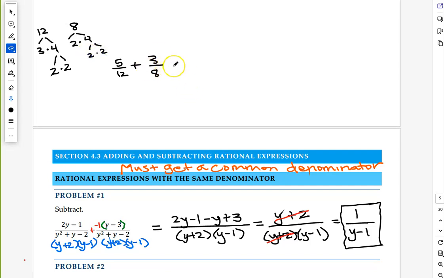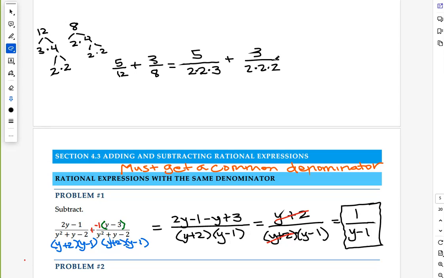So I'm going to rewrite these with the factored denominator. I still have 5 on the top here, but instead of writing 12, I'm going to write it as 2 times 2 times 3. It doesn't matter the order you put it in, but I like to put them in order if I can. And then on the other one, 3 is on the top, and then I've got 2 times 2 times 2 on the bottom.